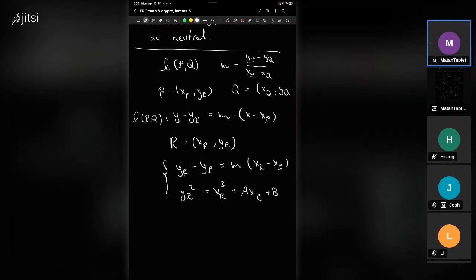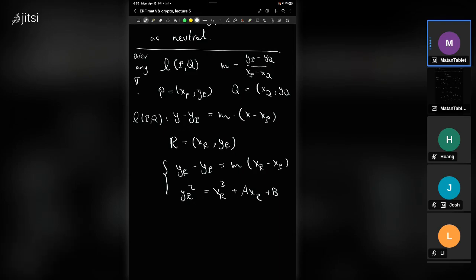So you see, I can do this over any field F. What you should have in mind is F equals F_p. I have the notion of a line. The line of P and Q is simply the collection of all points (x, y) such that y minus y_P is equal to m times (x minus x_P). So it's just the collection of solutions, of points, to this equation.